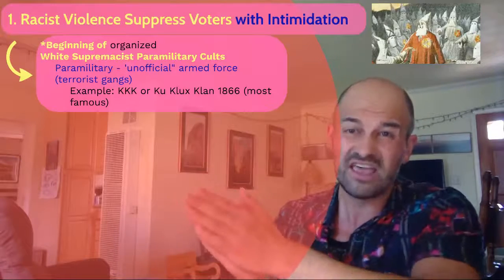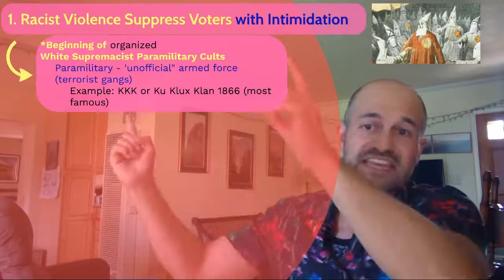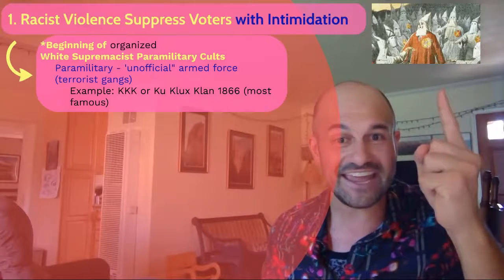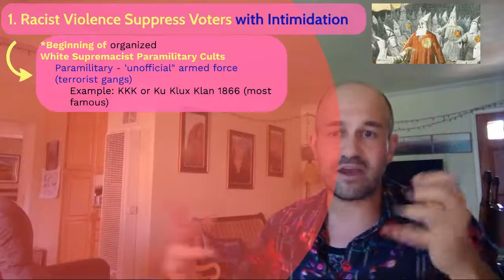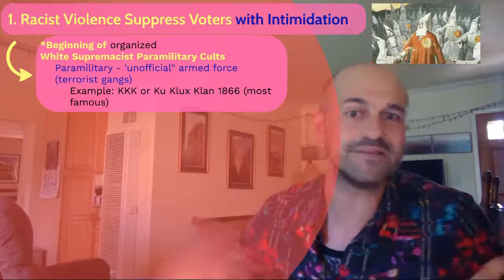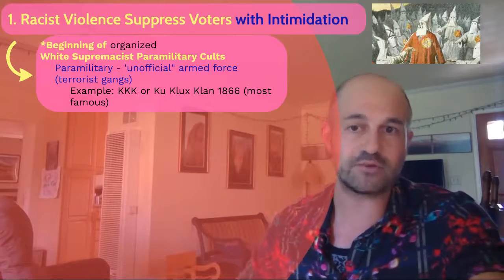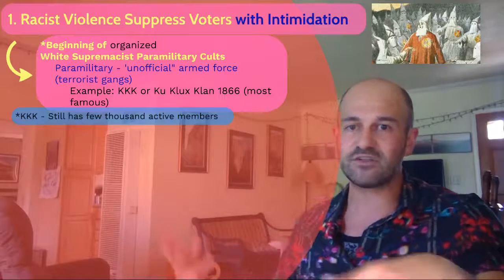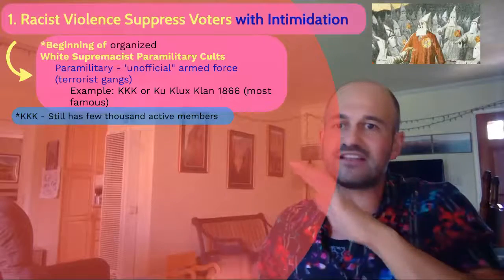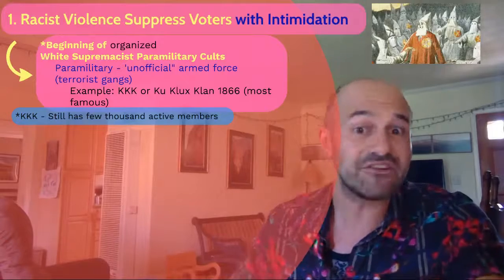Racist violent suppression starts in force. And it's the beginning of our big white supremacist paramilitary, and I'm going to call them cults, like the KKK. If you need a definition of paramilitary, it's an unofficial armed force. It's a terrorist gang. That's what a paramilitary is. Our probably most famous example is the KKK, or the Ku Klux Klan, which started in 1866. They're famous because they're still active today with maybe a few thousand members, and it's because they come back in the early 1900s and again in the later 1900s.